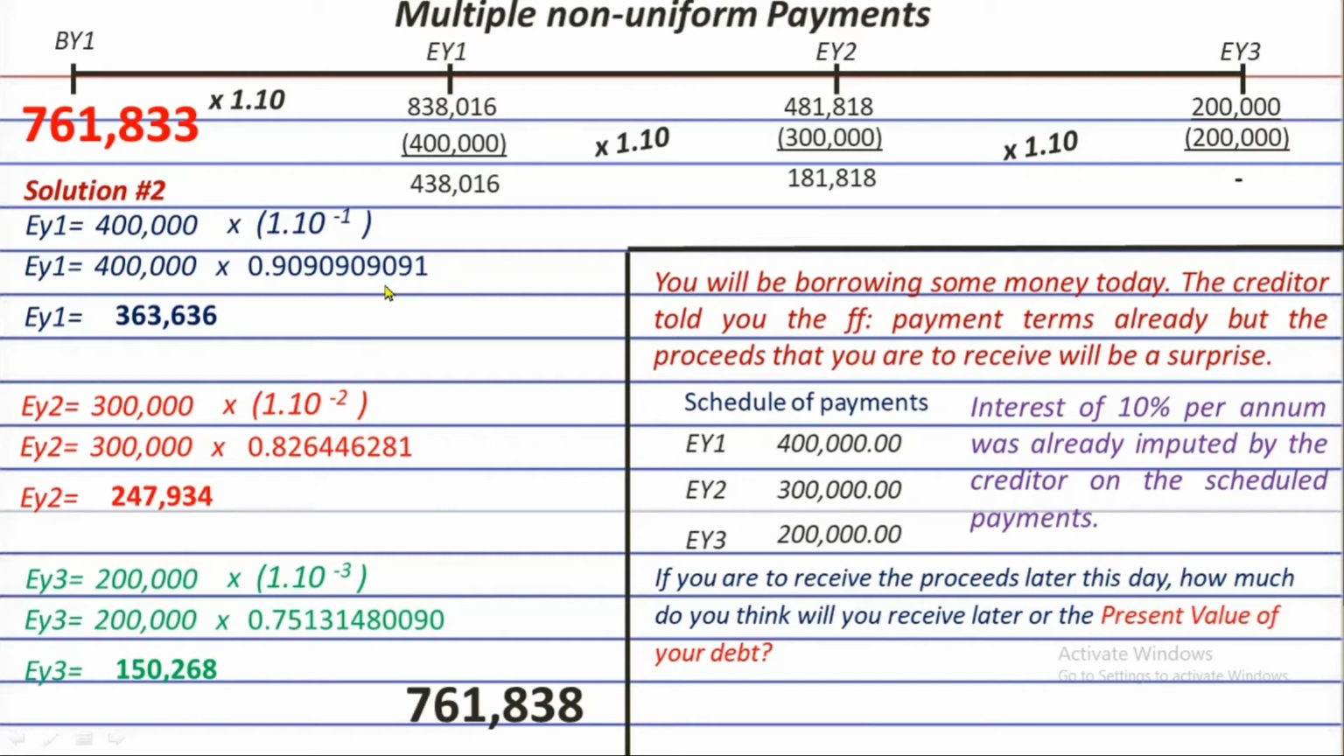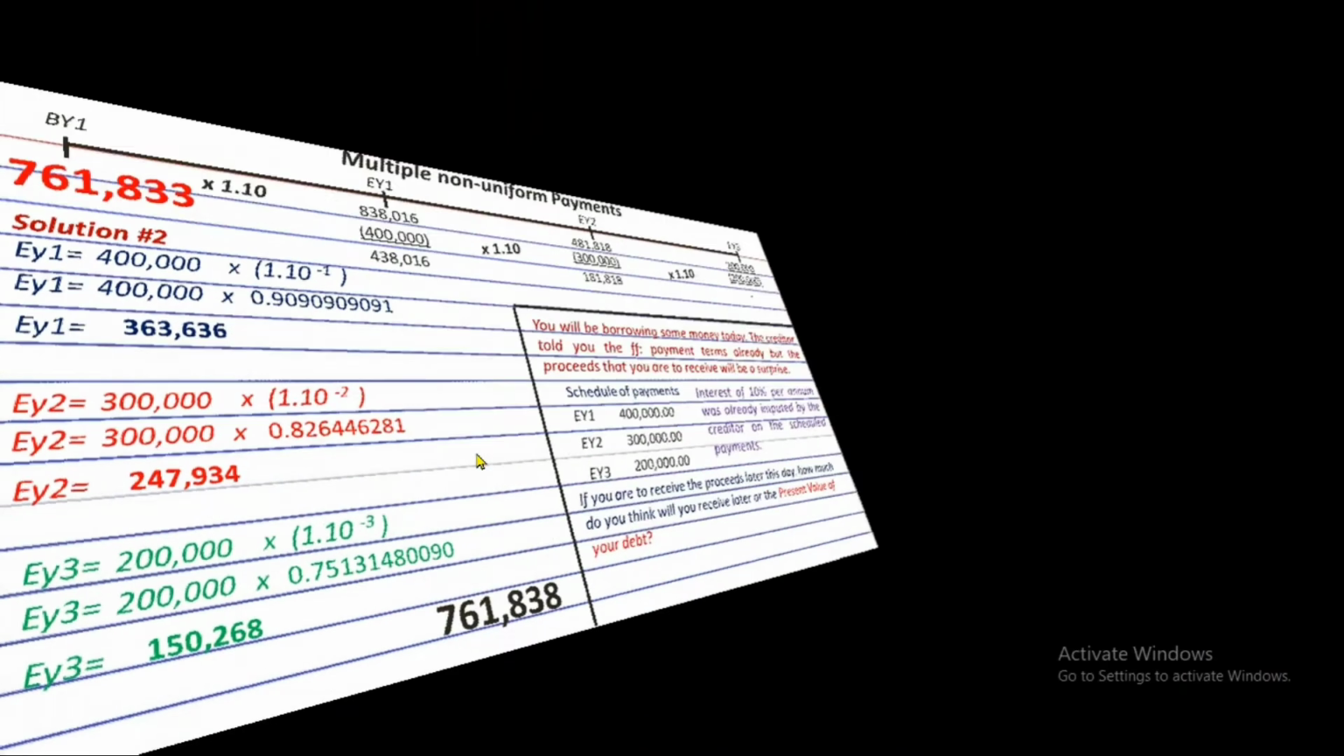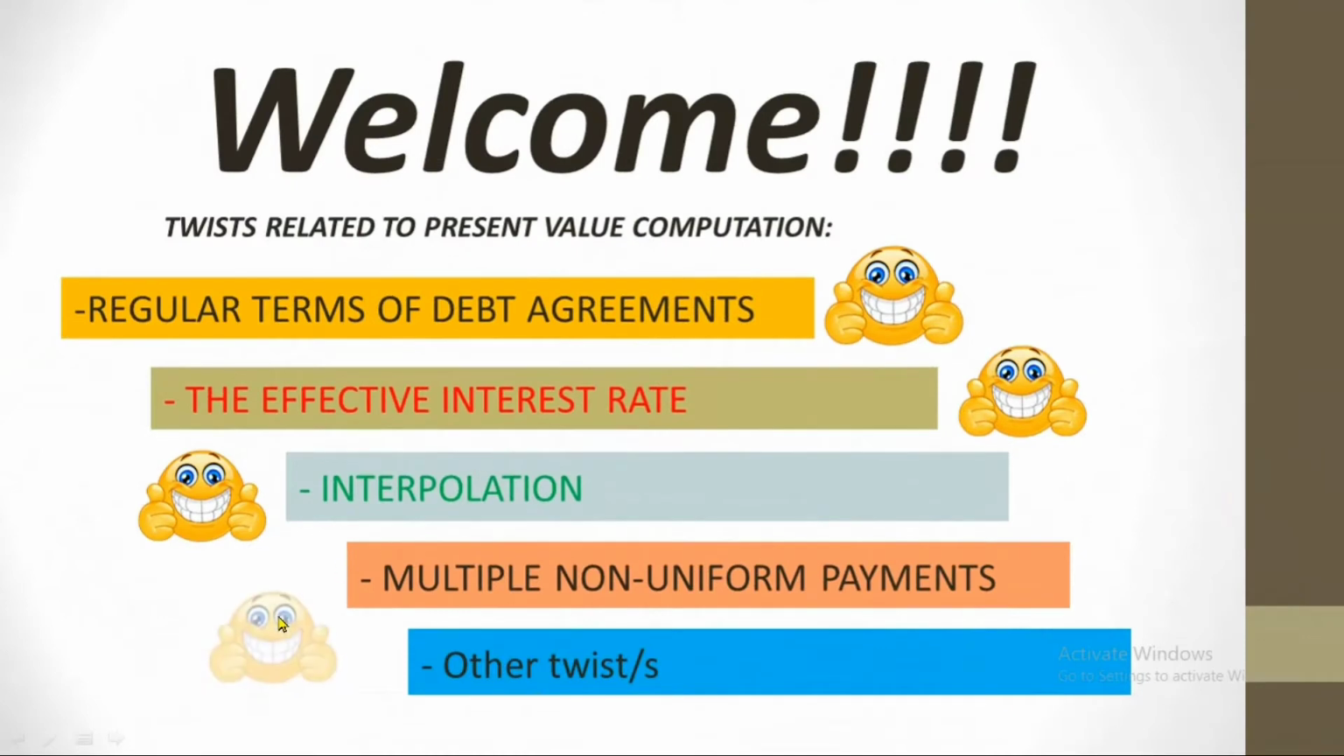So to summarize, if there are multiple but non-uniform payments, we need to get the present value of the debt or receivable by treating each payment as separate debts, just like what we did here. And with that, let's put a smiley here. And now let's talk about the other twists after this.